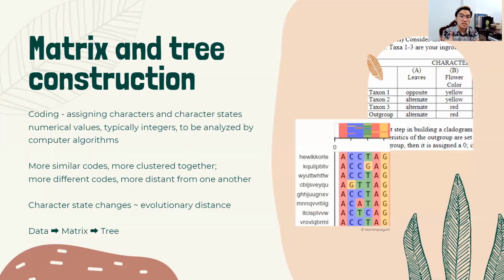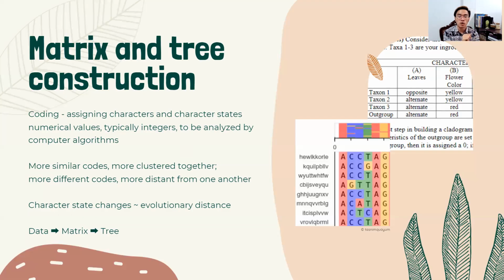The concept is, so sir, how does a matrix become a tree? Well, later on we're going to see how that's done. But the concept really here is that the more similar the codes are across OTUs, the more likely they are going to be clustered together in the resulting phylogenetic tree later. And the more different the codes are from one another across OTUs, the more likely they're going to be dispersed or distributed far from one another in the resulting phylogenetic tree. So that's essentially the concept of tree construction later on, based on the coded matrix.